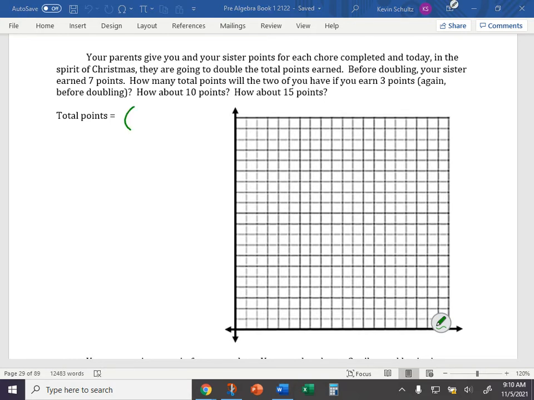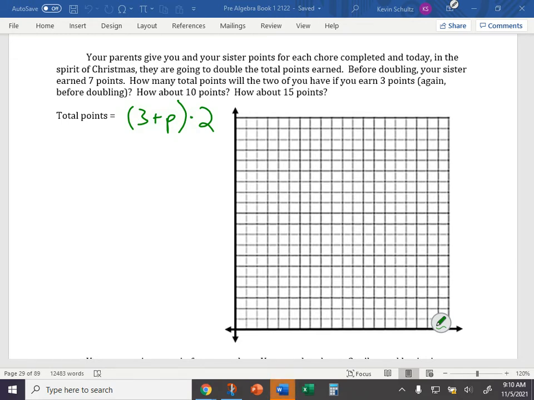And we're going to use a variable for your points. We'll use P for points, right? Because your point total changes. It says, what if you earn 3? How about 10? How about 15? So that's what changes. That's our variable. And then we are going to be doubling that. Why do we need parentheses around the adding there, the 3 plus p?